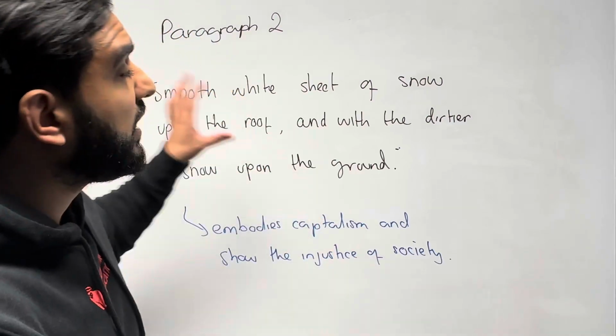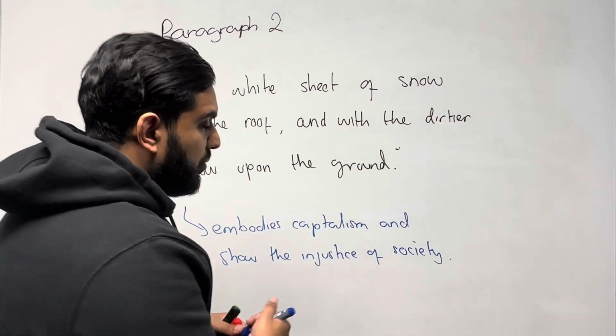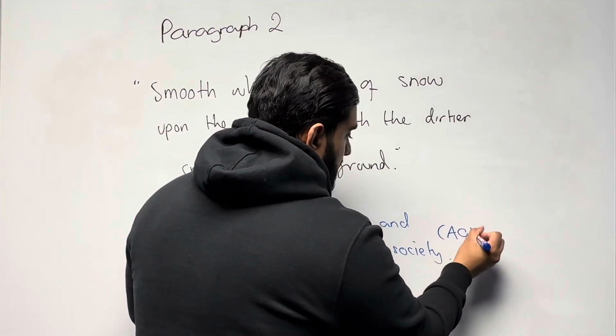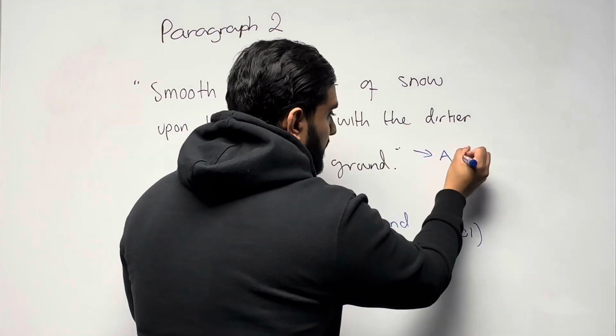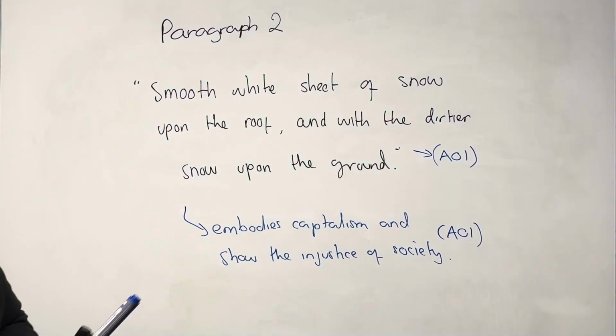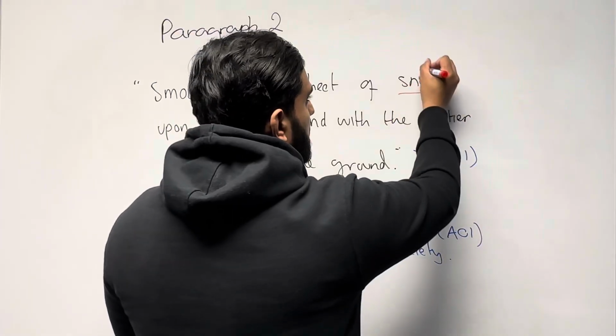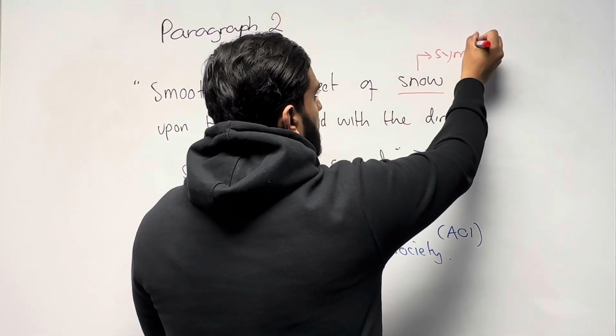And this quote, guys, is one of my favorite. This here, guys, would be my point. So that would be A1. And this would be my reference. So this would be A01. Guys, in this quote, there's one thing that I will talk about now. I will talk about how in this quote, the snow is symbolic.